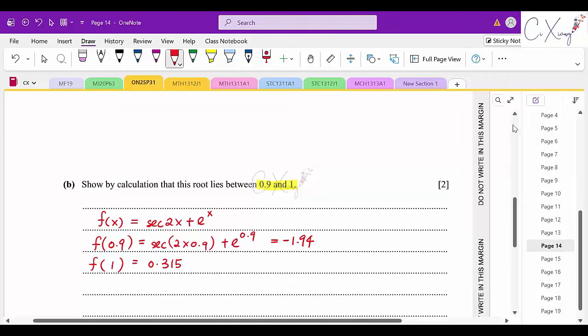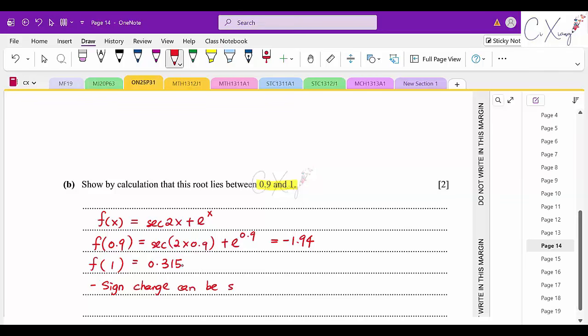And if you compare these two values, you can see very clearly that this is a negative value and this is a positive value. Therefore, we can make a conclusion that the root lies between 0.9 and 1. So I will usually write out the observation or the reason. So sign change can be seen between f(0.9) and also f(1). Okay, so hence the root lies between 0.9 and also the 1.